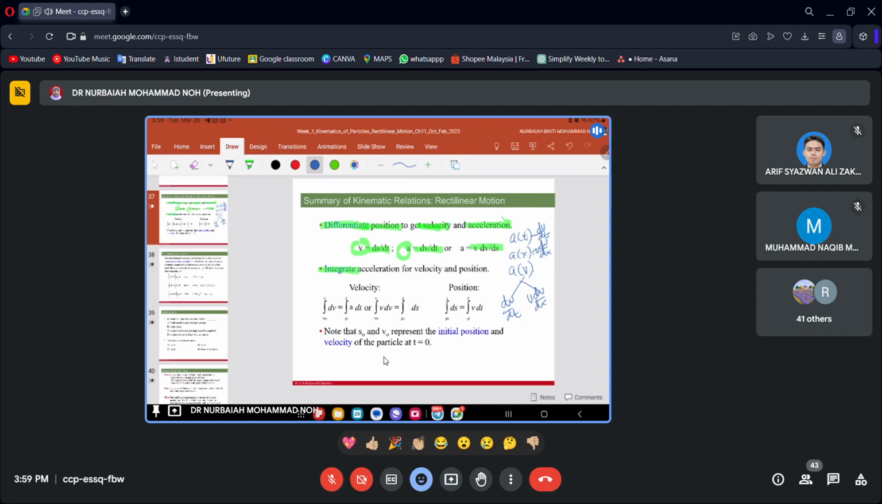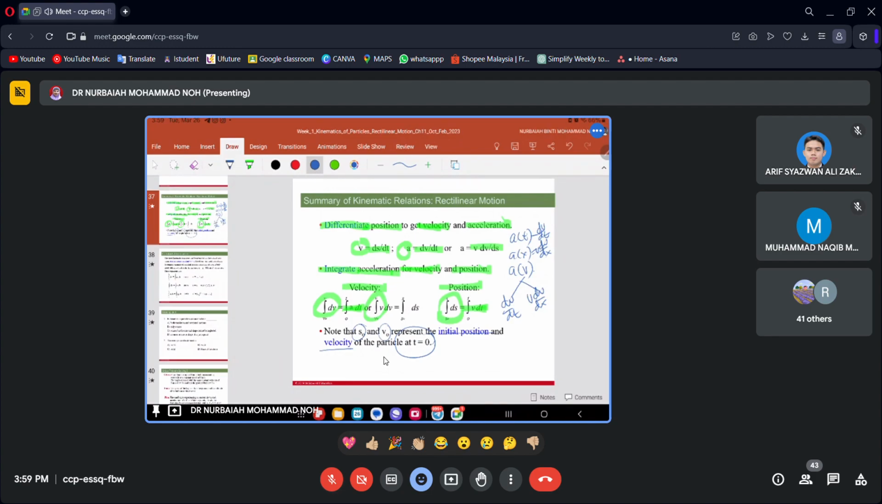And then if you are given acceleration first, you integrate acceleration for velocity, and then you integrate velocity for the positions. Okay ni. Dah dapatkan velocity, kita integrate accelerations. Bila kita dapatkan position, kita integrate velocity. Then we will get the position functions and the velocity functions. Alright, and then as mentioned before, in the limitations, we keep mentioning about s0, v0, initial position, initial velocity. So ini berlaku apabila particle is at t equal to 0.